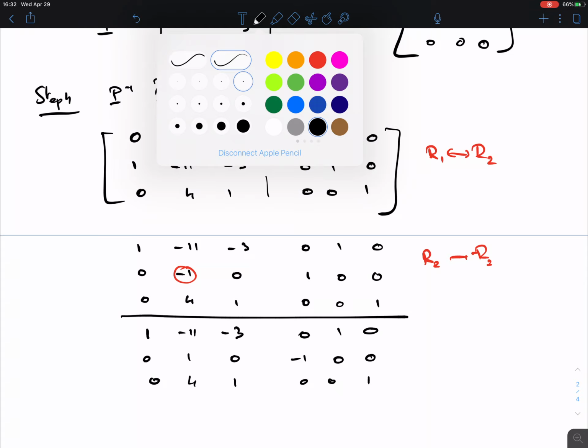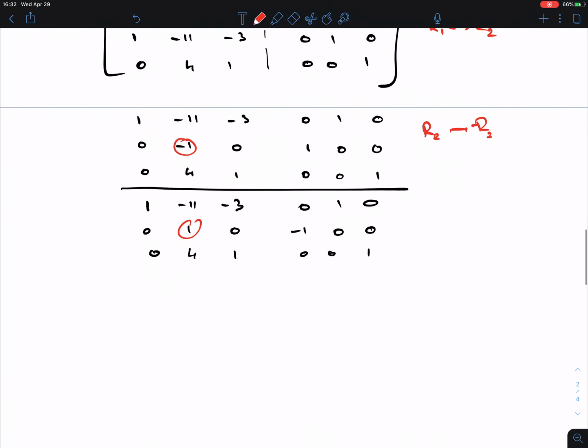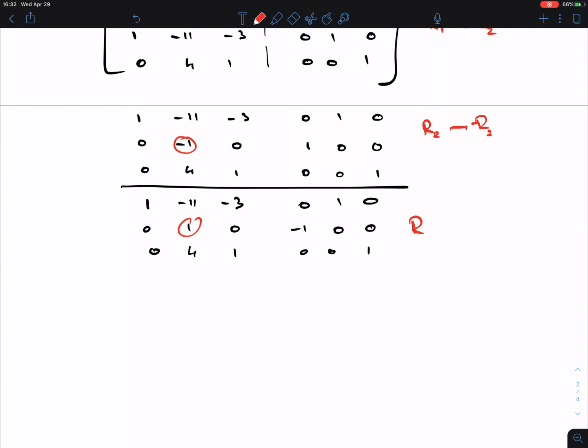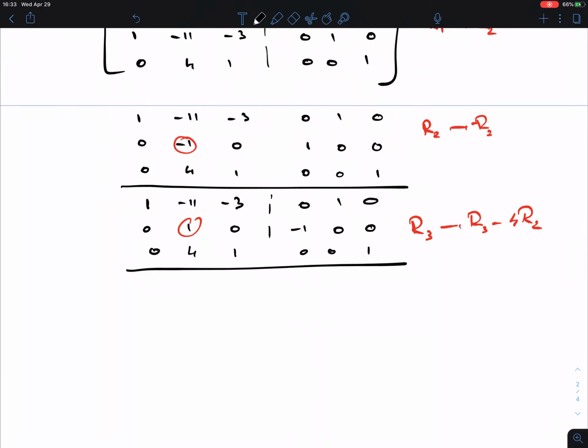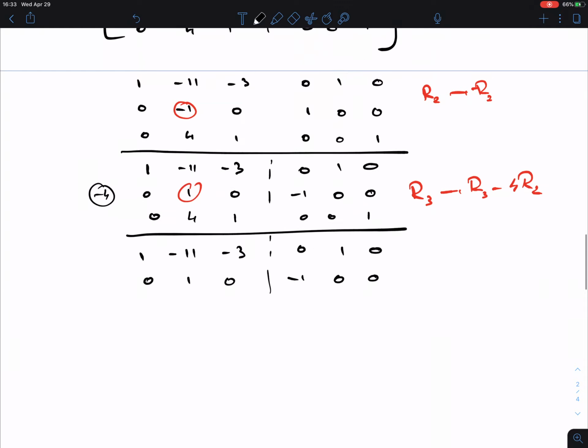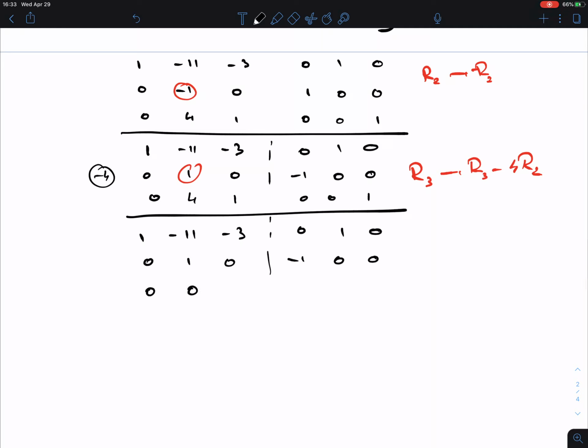Okay, so now I can use this pivot to make the 4 below it 0, not above. That's for later. So row 3, minus 4 times row 2. So 1, minus 11, minus 3, 0, 1, 0, 0, 1, 0, minus 1, 0, 0. What I'm doing now is multiply this with negative 4 and add to the bottom. So that is 0, 0, 1. Negative 4, then that's 4, 0, and 1. Okay. Good, almost done.